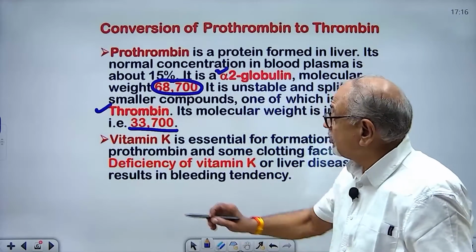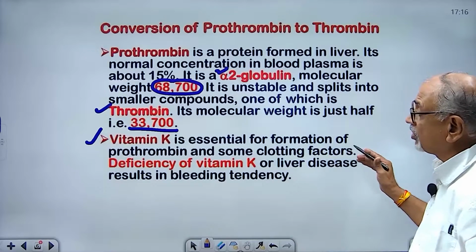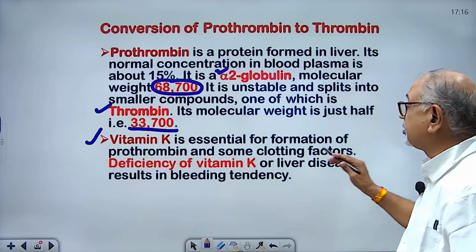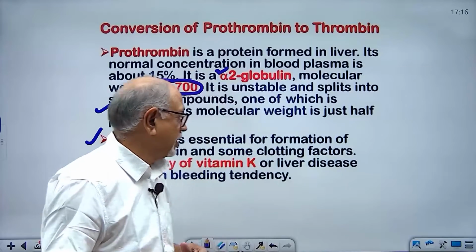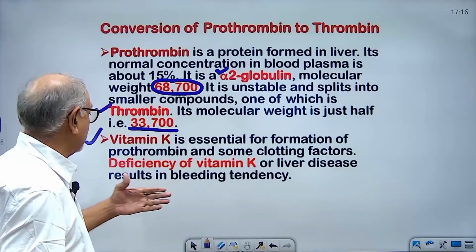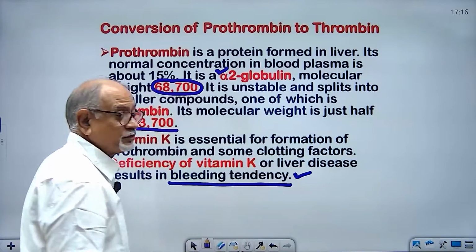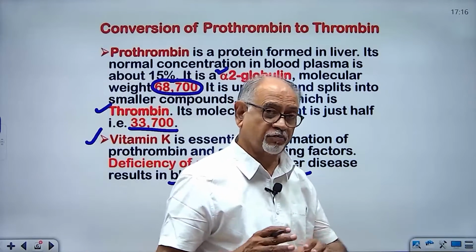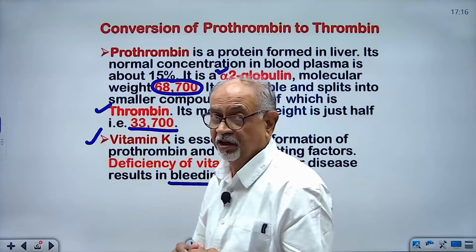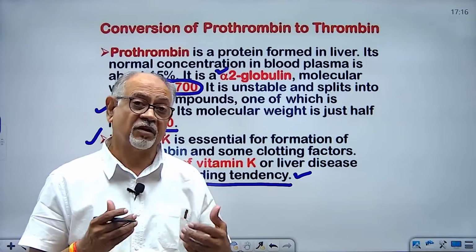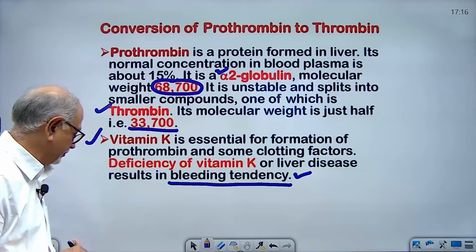Now, vitamin K has a vital role in the whole process. It is essential for formation of prothrombin and some other clotting factors. So, deficiency of vitamin K may be due to liver diseases. This results in bleeding tendency because the clotting factors are not properly synthesized in the liver due to deficiency of vitamin K. So, calcium ions and vitamin K, these two are essential for blood clotting.